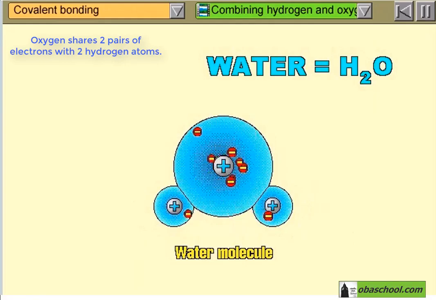The atoms attract each other and they are covalently bonded, which means that they share electrons. Sharing of electrons is what we call a covalent bond.